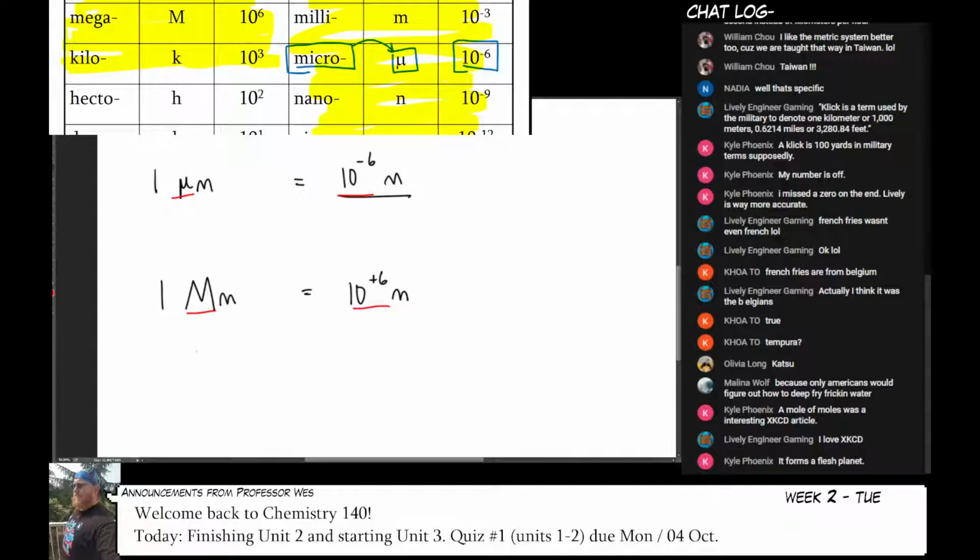So if I want to do nano, so nano is 10 to the minus 9. And then we'll just put in another unit. Now, I've been using meters here, but I could use any of the base units that I want to. So if I want to know how many nanoseconds there are in a second, there you go. 1 nanosecond is 10 to the negative 9 seconds. I can replace this with liters, or mole, or Kelvin, or whatever I wanted to do. That's the power of using metric prefixes.